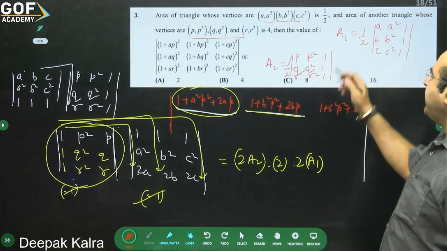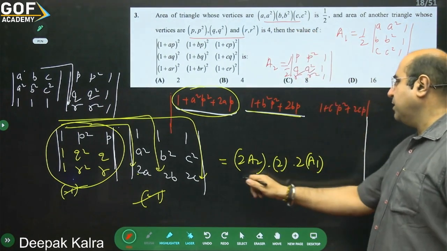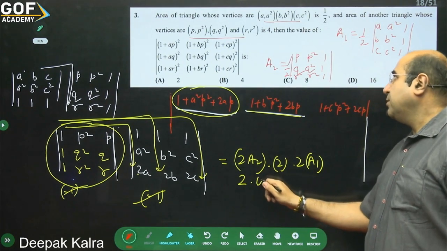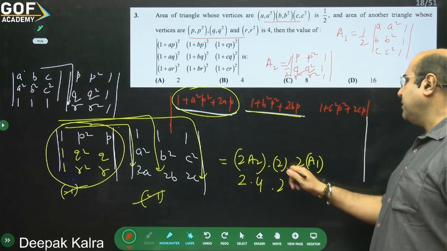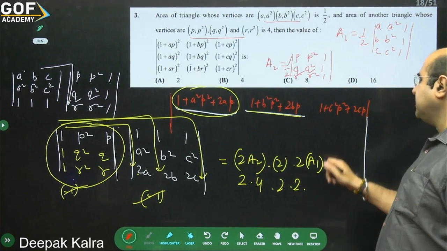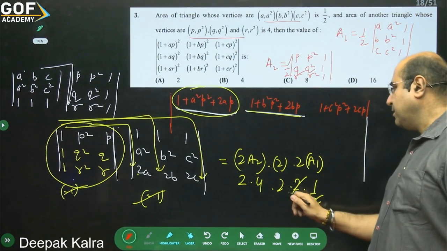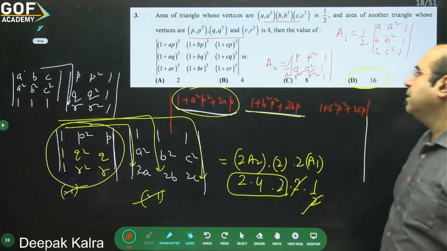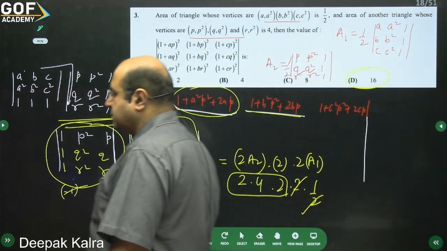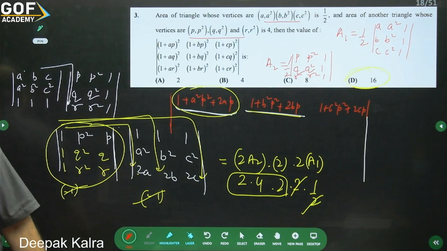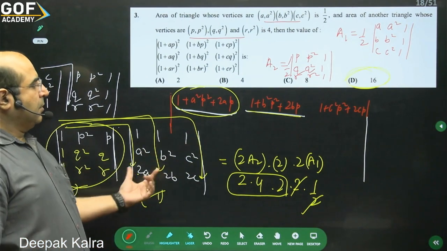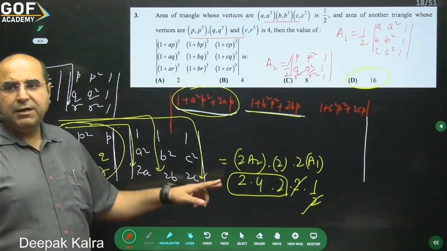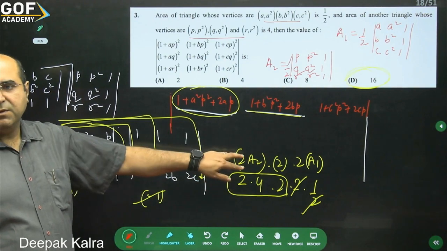So A2 is given to you is 4 and 2A1 is given half. Answer is 16. Am I clear? Arrangement is clear, everyone? Understood? Shall we move?